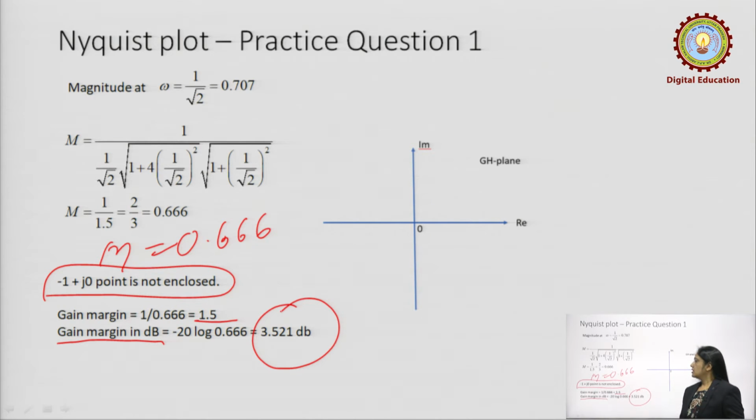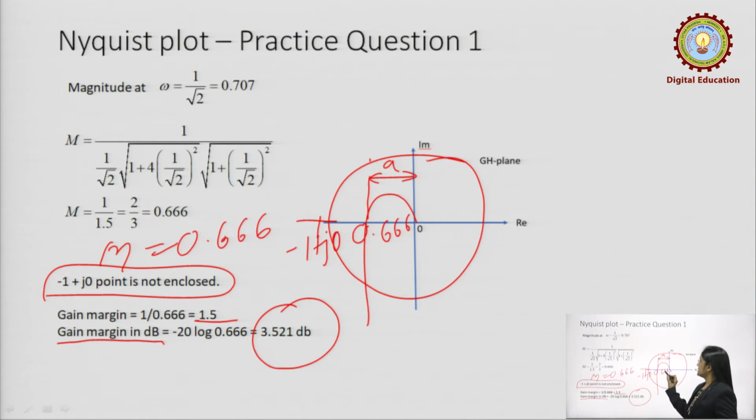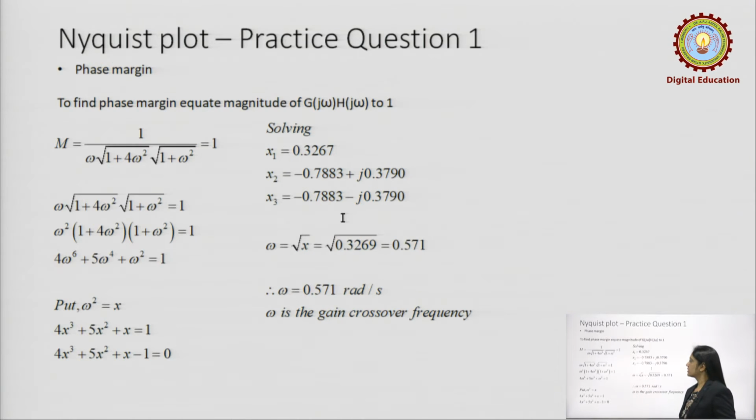That means the gain margin is positive and the system is stable, and as we had studied, A here is 0.66 and it is not encircling the minus 1 plus j 0 point, because the unit radius circle is there and this is the margin still left. Now, to find the phase margin, this is the gain margin.